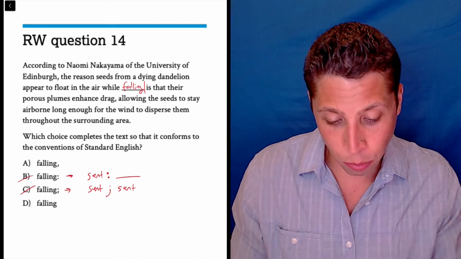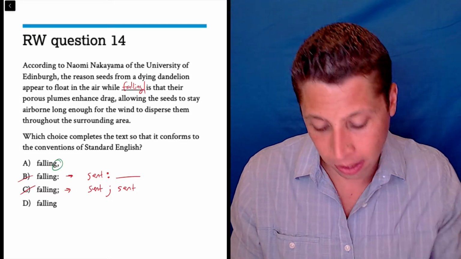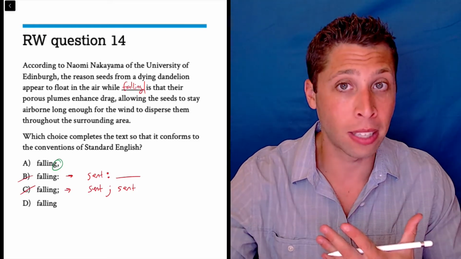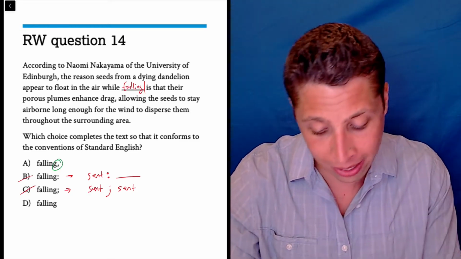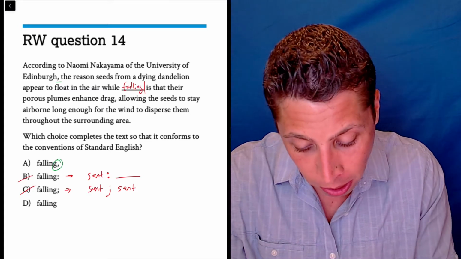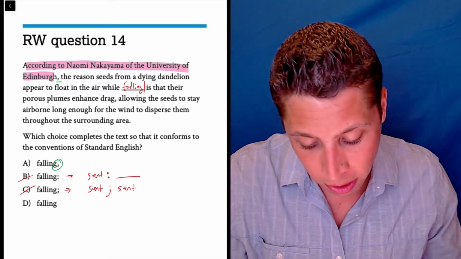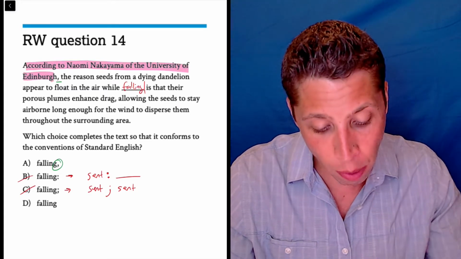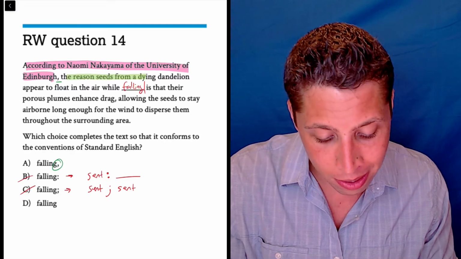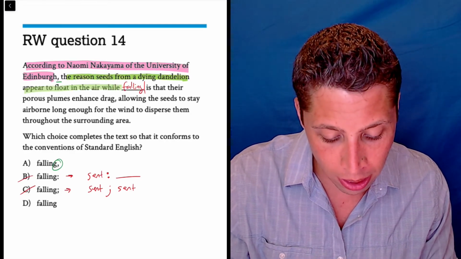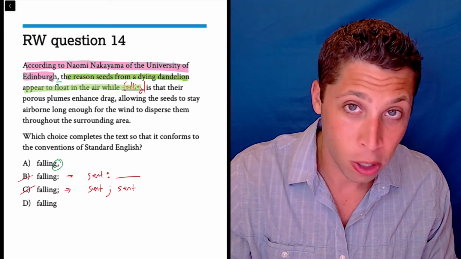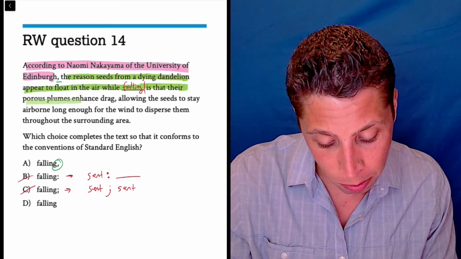So now we just decide, do we need a break at all, right? The comma is showing a shift in the sentence structure. If there's a shift, then we need one. That's why there's one here. This first part is an intro. According to Naomi Nakayama of the University of Edinburgh, now we get to the main sentence. The reason seeds from a dying dandelion appear to float in the air while falling, no break, is that their porous plumes and hands drag.